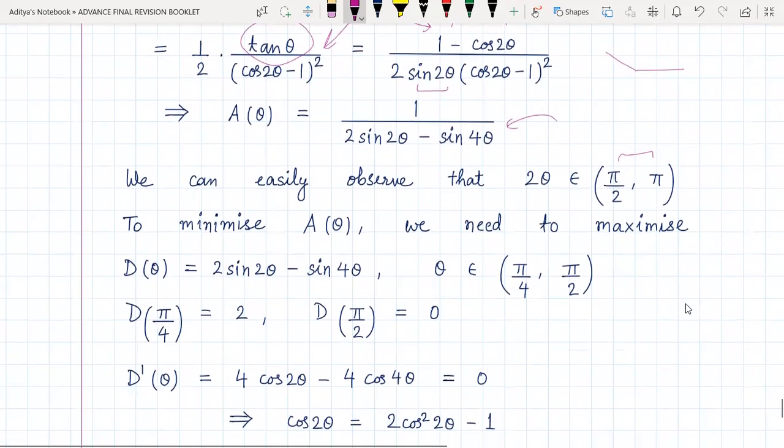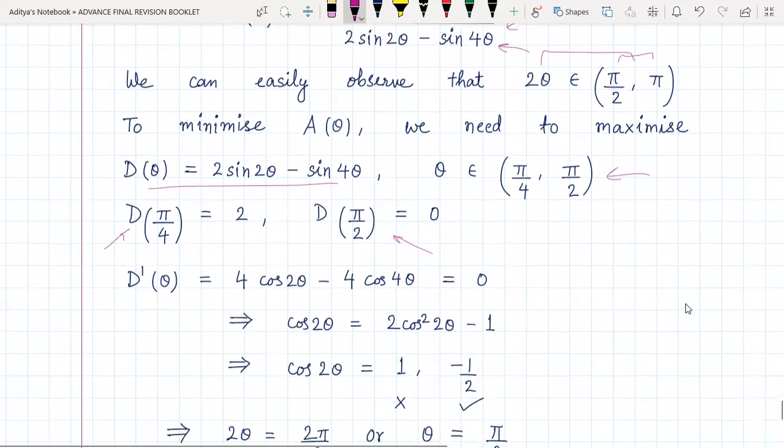Now to minimize A of theta, we simply need to maximize the denominator, which we are calling D of theta, equal to this quantity, where theta obviously lies from here to here, because 2 theta lies from here to here. So if you divide by 2, theta would lie from pi by 4 to pi by 2. Now at the end points, we'll first calculate D of theta. So D of pi by 4 and D of pi by 2, 2 and 0, they come out to be.